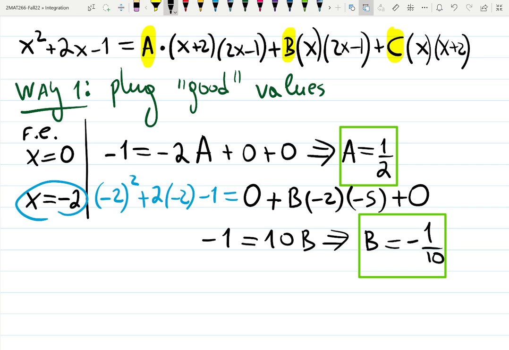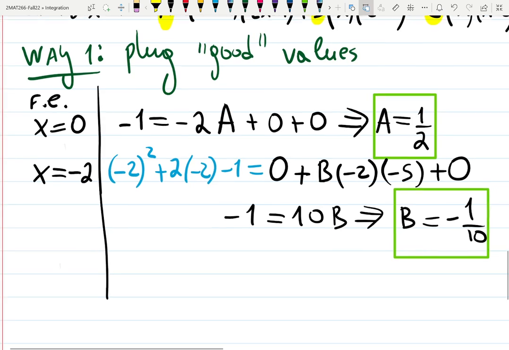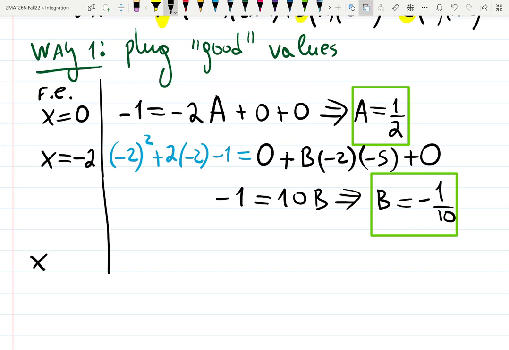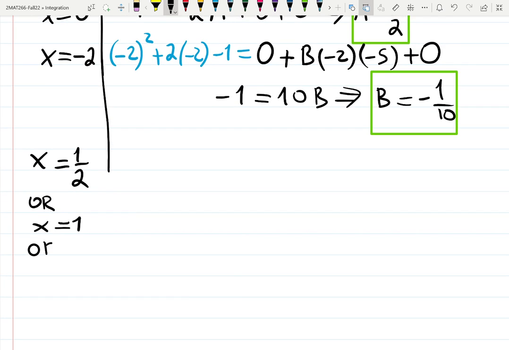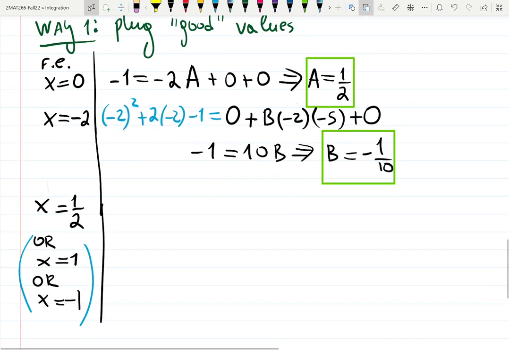Finally, we need to find C. What other number do you want to plug in? 1/2. 1/2 will make the first term 0 and the second term 0, but then you'll have to struggle with fractions. Still works, it's fine. You could plug in 1 and just have numbers on the left, numbers on the right, plug in A and B, and you're good to go. But 1/2 is also a good choice, so whatever you say. Or x equals 1, or x equals -1, whatever. That is the whole point, that it's a good method because it's pretty creative.